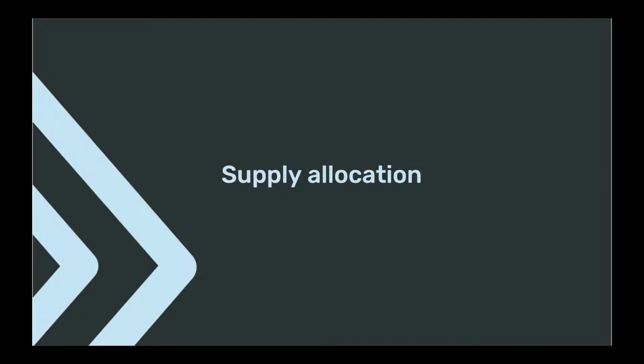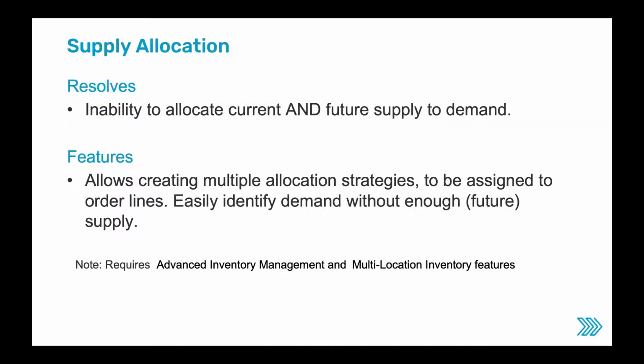Supply allocation. Now, what does that do? In the current version of NetSuite, it's impossible to allocate both current and future supply to your demand orders, to sales orders, let's say. In the new version, some new features allow you to use multiple allocation strategies, which you can assign to order lines.